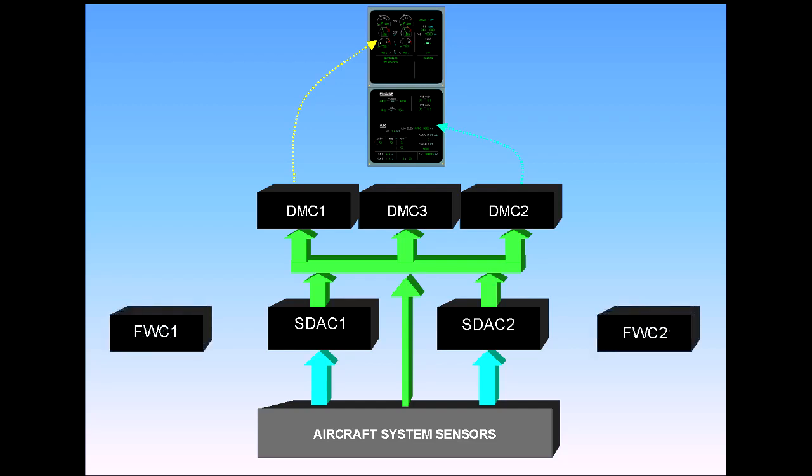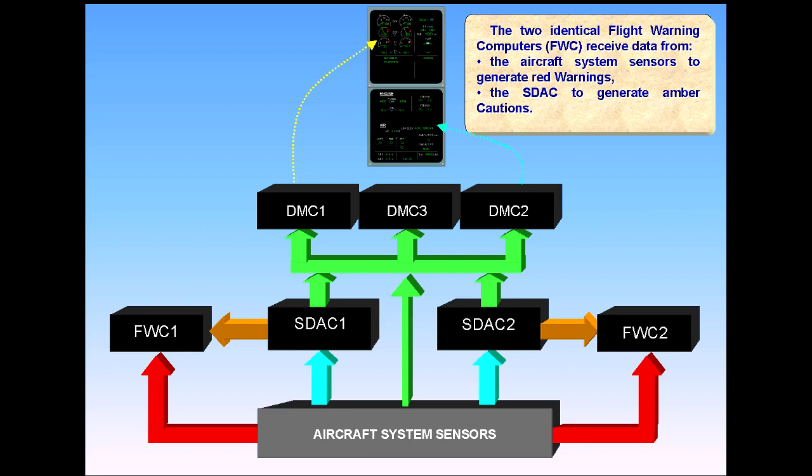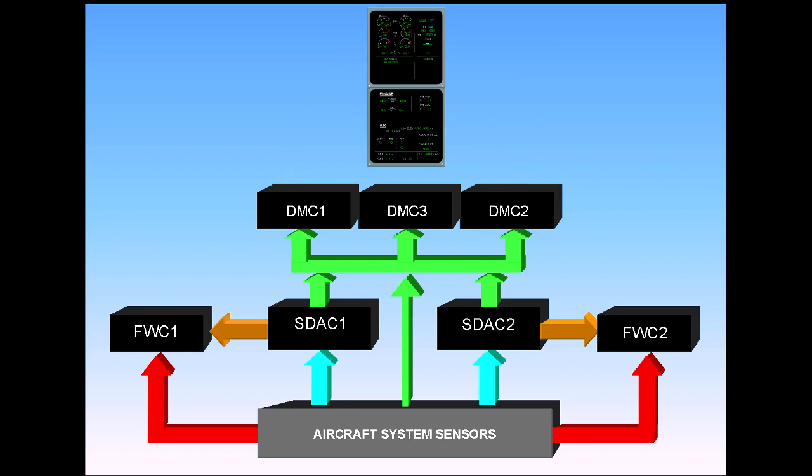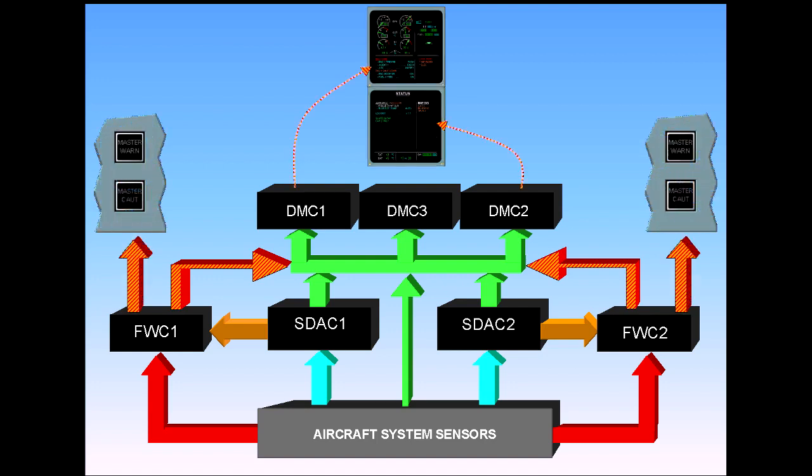The two identical flight warning computers, FWCs, receive data from the aircraft system sensors to generate red warnings, the system data acquisition concentrators to generate amber cautions. The flight warning computers then supply the DMC for the display of alert messages, the attention getters, the loudspeakers for oral alerts and synthetic voice messages.